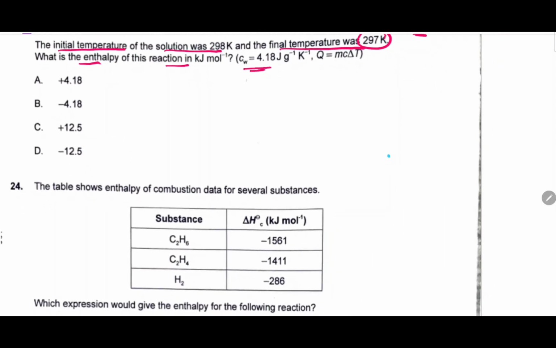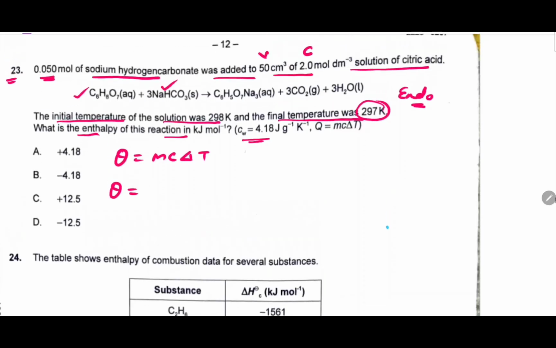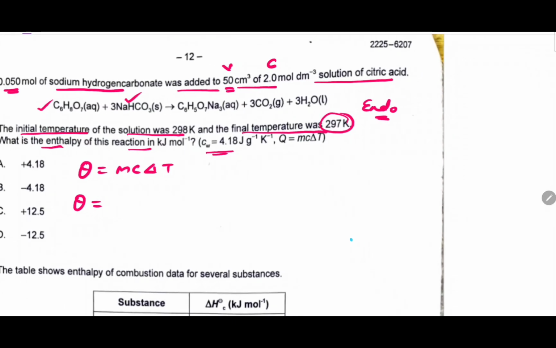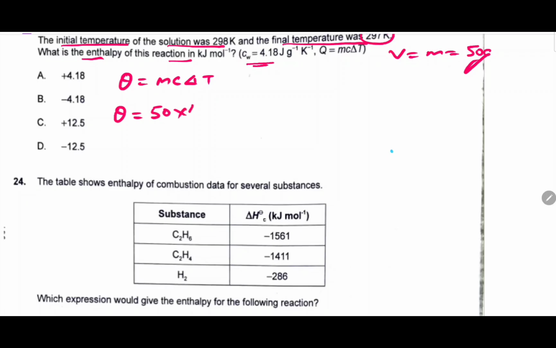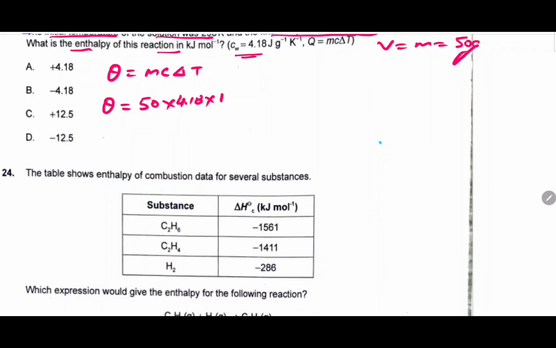By using this formula Q equals mc delta T, I'll find out Q. What is m? m is the mass of solution which absorbs the heat, and that equals the volume, 50 cm³, as we consider the density equals 1. Therefore volume equals mass, and that equals 50 grams. I have Q equals mc delta T. m is 50 grams times 4.18 times delta T. There's a fall in temperature and delta T is 1. Q comes out to be 209 joules, divided by 1000, that is 209 upon 1000, and that comes out in kilojoules.